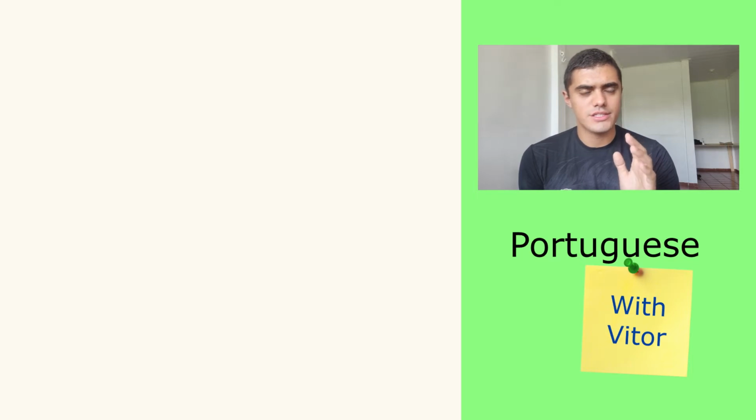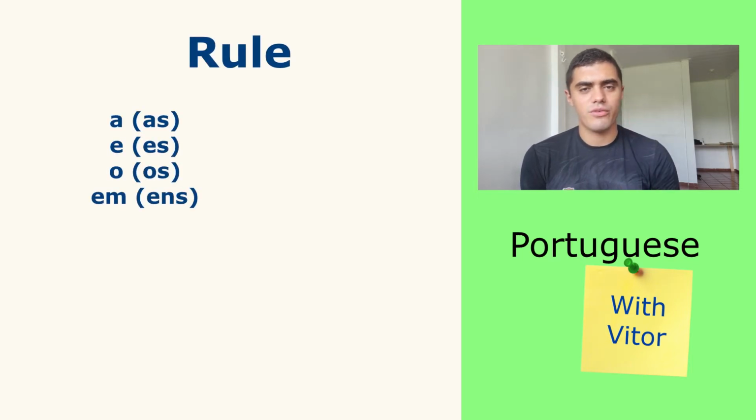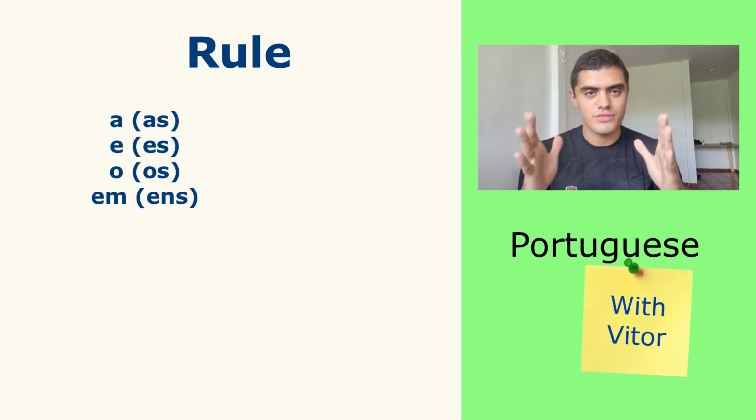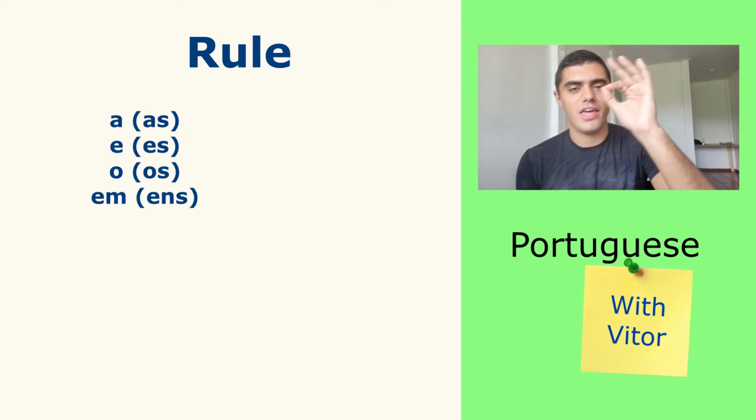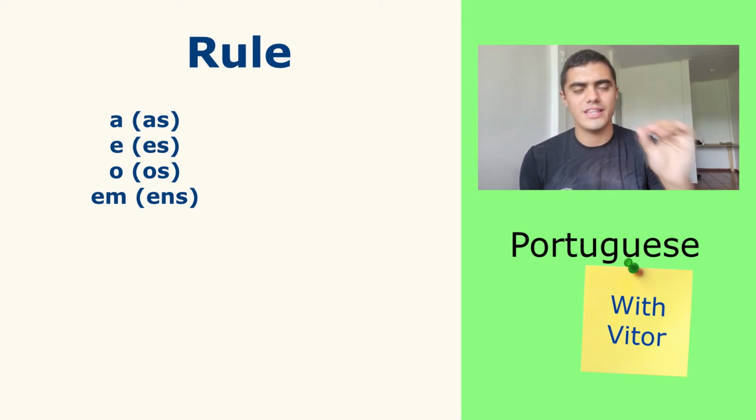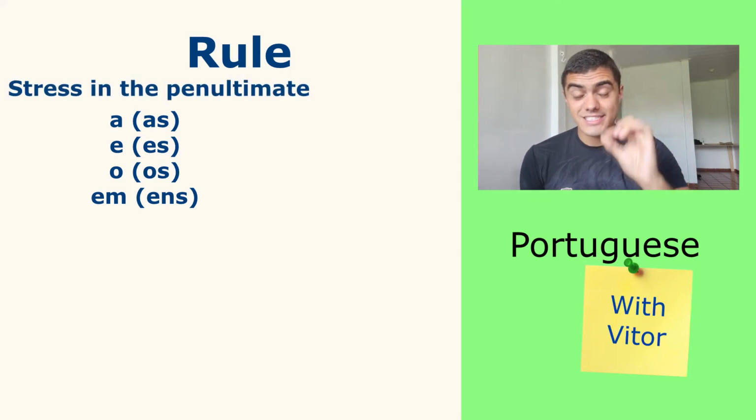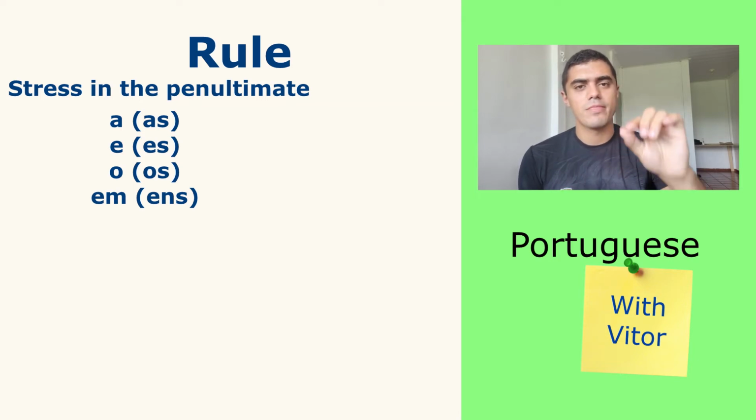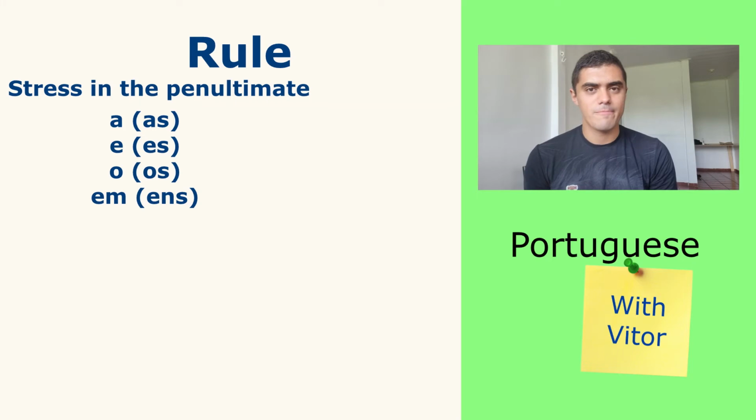Words in Portuguese usually end with A, E, O, and M, and these letters with the S after it as the plural, okay? So Portuguese is made like this, from words ending with As, Es, Os, and Ens, okay? And words that end like this must be stressed in the penultimate, okay?